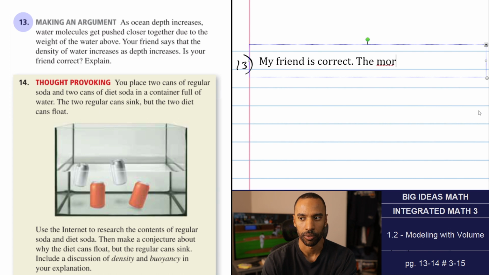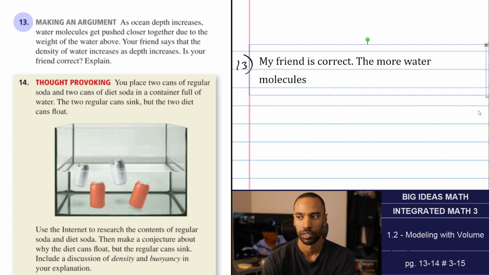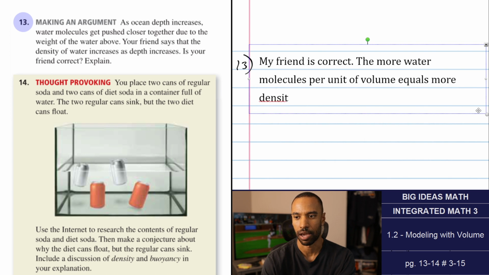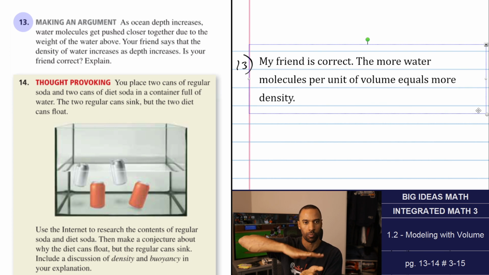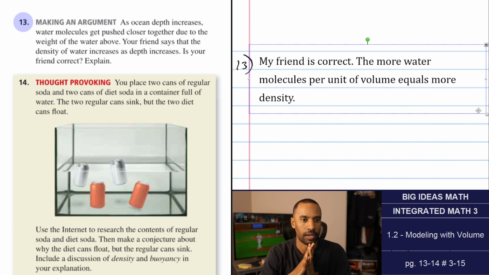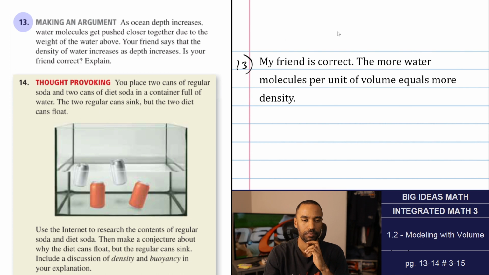The more water molecules per unit of volume equals more density. Period. Yeah, water is denser there. You're packing more water. The weight of the water on top is really weighing that thing down as well. Yeah, the weight of the water. Yeah, that works. I'm good.